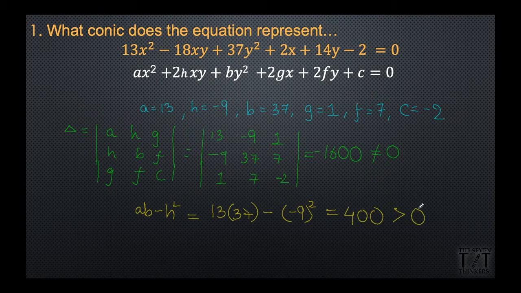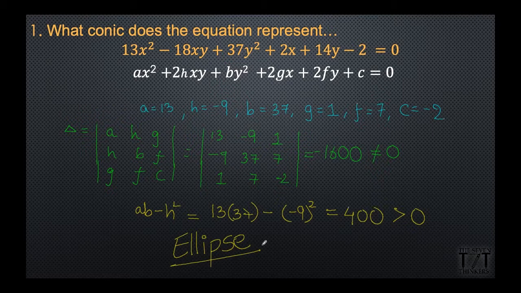For the case where ab minus h square is greater than 0, that conic is known as an ellipse.